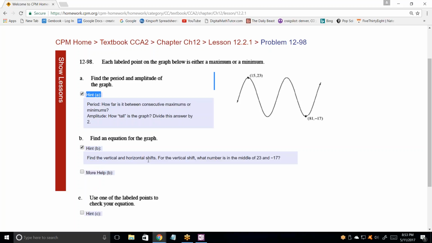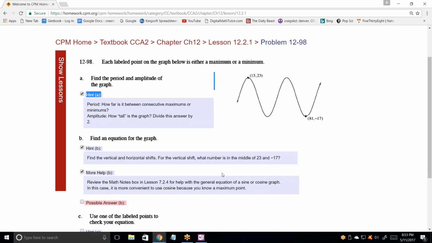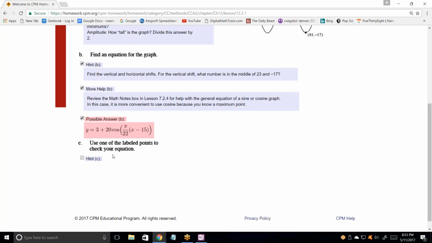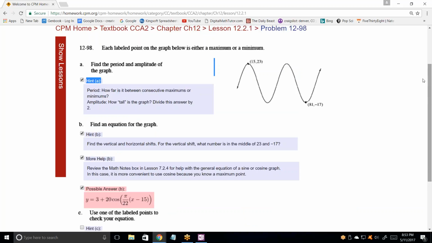Find the vertical and horizontal shifts. There's no horizontal shift. They don't even have a y-axis on there. For the vertical shift, okay, you add those two numbers and divide by 2. Possible answer. That's what we got. Ah, they got a shift in there. A horizontal shift. How are we supposed to know there's a horizontal shift?